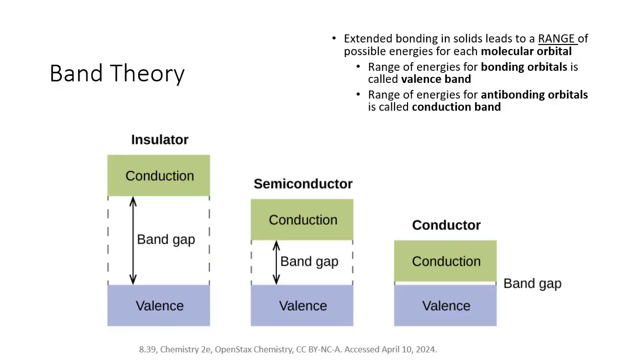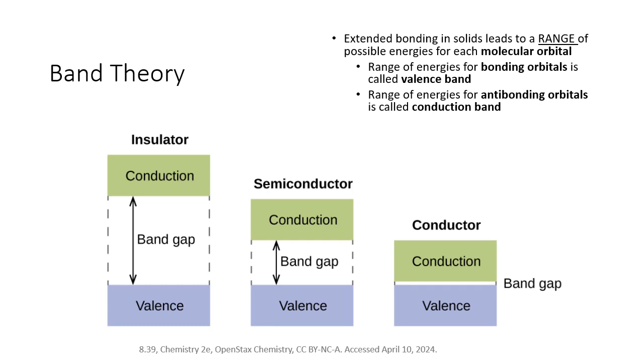All right, we're going to go over the basic idea of band theory. Solids have extended bonding networks. If we calculate the molecular orbitals for them, we are calculating moles of atomic orbitals into moles of molecular orbitals. So like 10 to the 23rd or more orbitals. Each bond has slightly different values for the energies. So if we put all of these together, it ends up resulting in a range of possible energies for each molecular orbital.